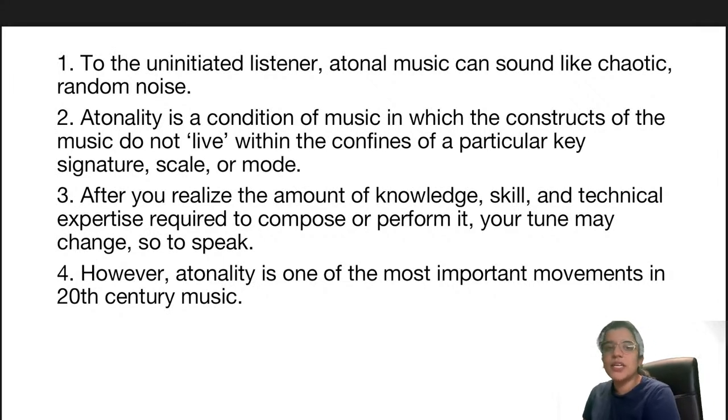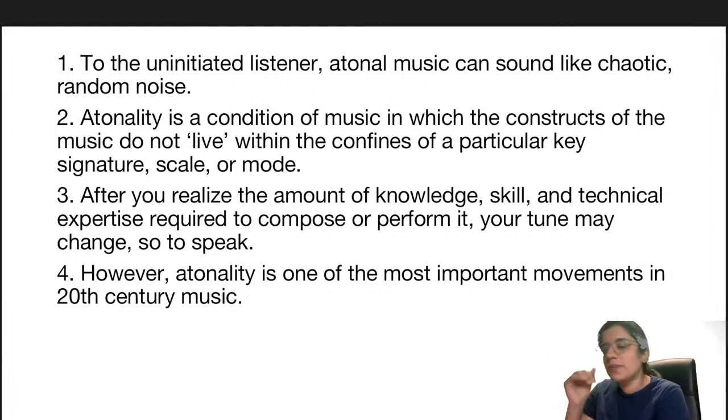The purpose, the story, is that atonality is a kind of condition in which constructs of music do not live within the confines of a particular key, signature, scale or mode. Then they say that for the uninitiated listener, atonal music will be very confusing. But if you know how much knowledge, skill and technical expertise is required, then you realize that it's actually important. So this is the story of the whole paragraph.